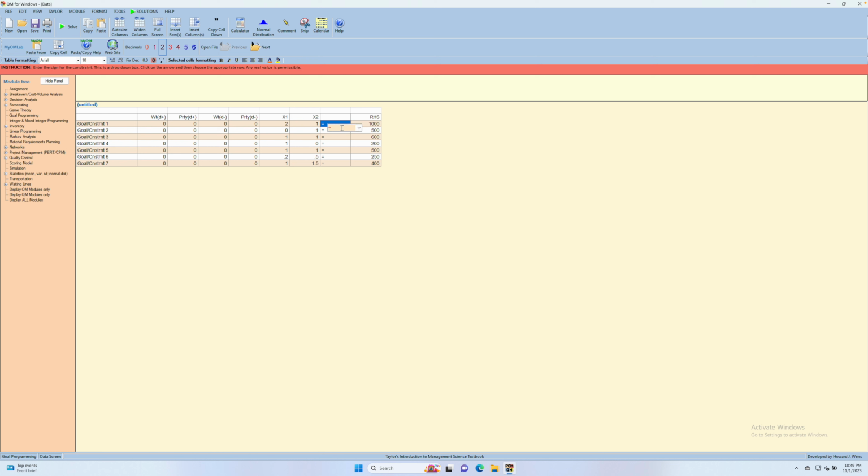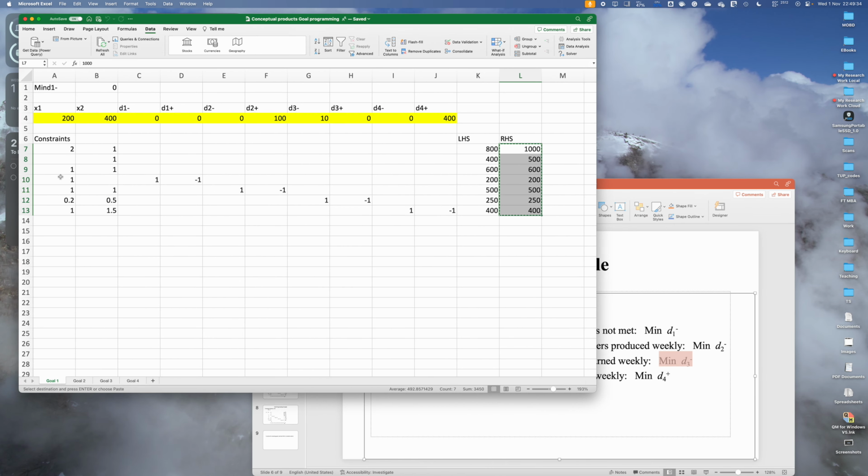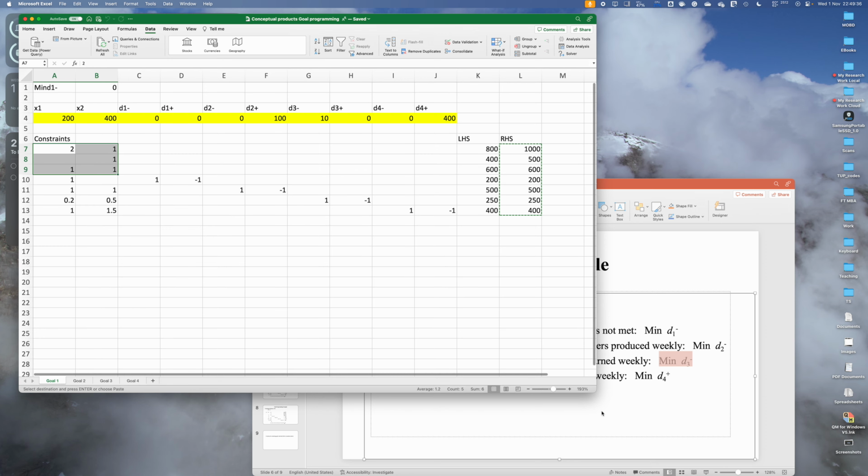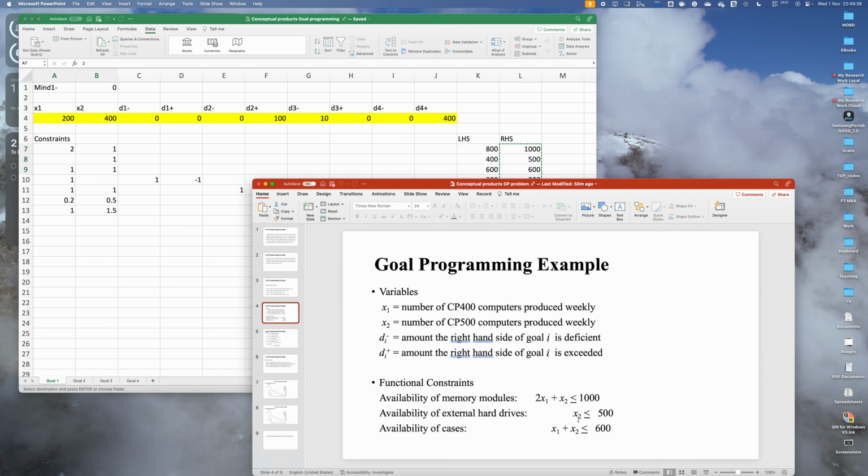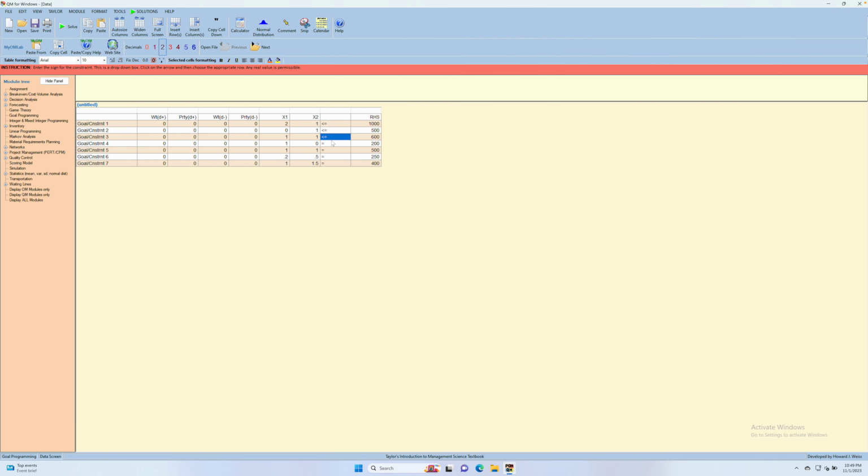Now let's look at the sign. The first constraints are of less than or equal to type. These are the functional constraints. If I show you here, these constraints are of less than or equal to type. The remaining are the goal constraints, so they are actually equal to type.